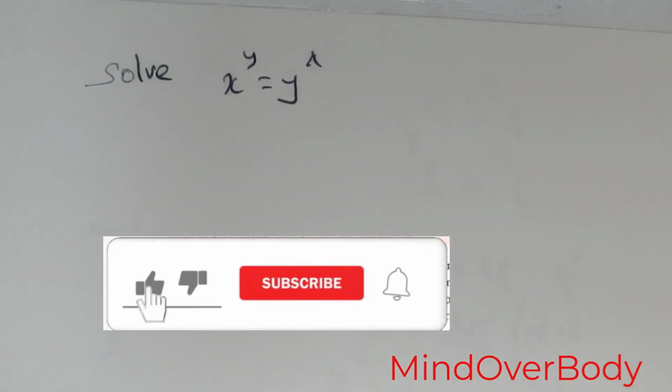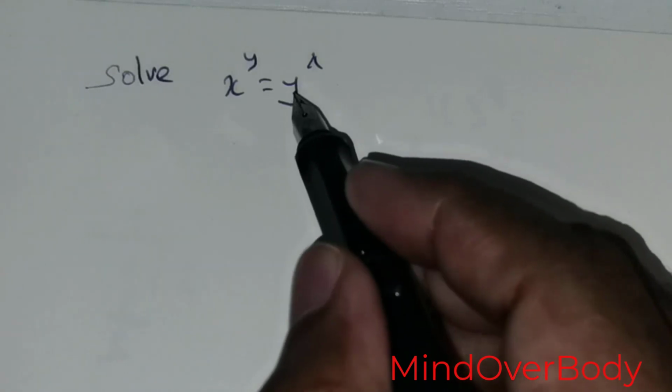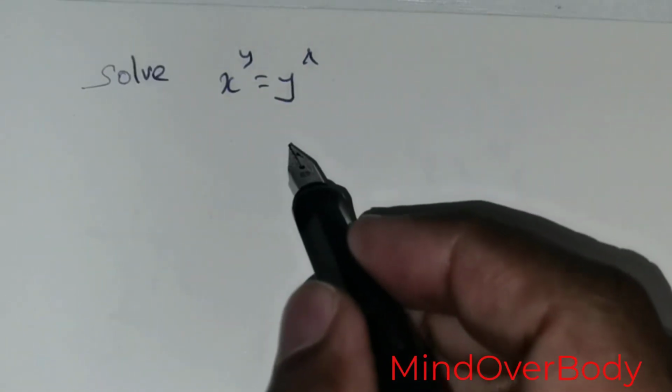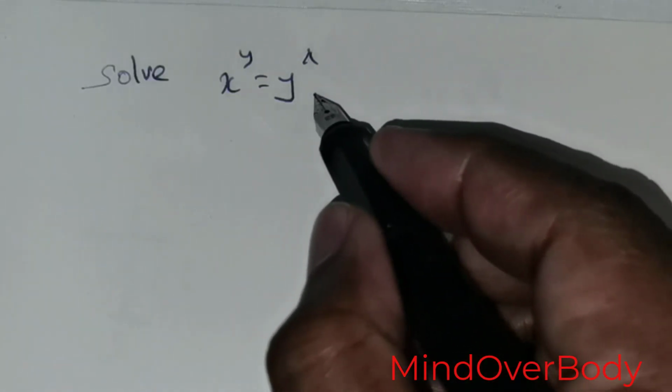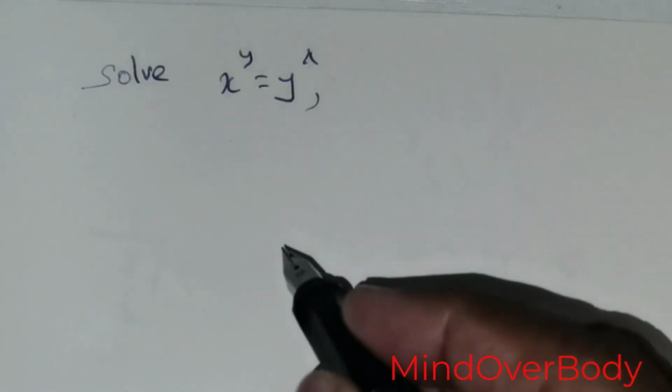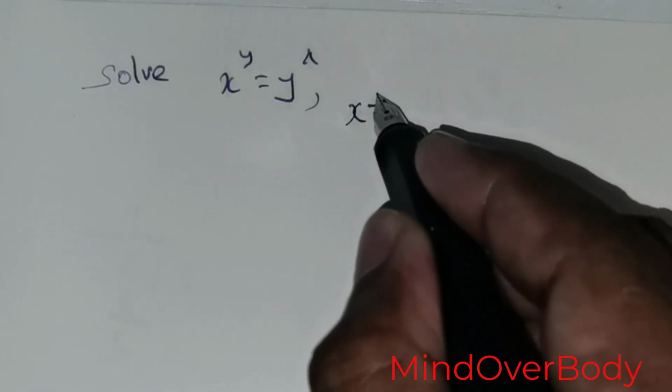Welcome students, we are given this question: solve x raised to the power y is equal to y raised to the power x. Now before we could solve this particular question, there are a few things we need to take into consideration. Now x cannot be equal to y.